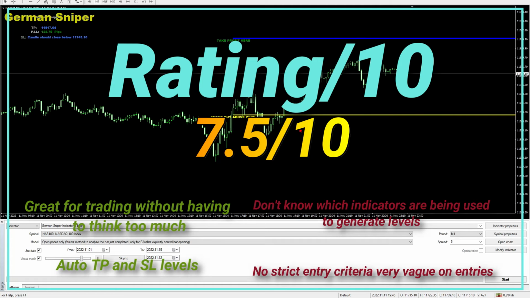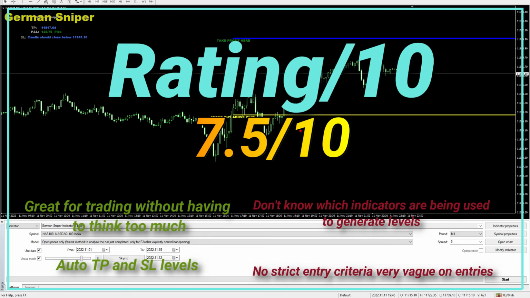But other than not being able to tell what indicators it's using to place its levels and not having a set entry criteria other than a bar closing above a line, the indicator itself does generate a profit most of the time. And when you do trade it at specific times and are very strict on when you are entering, you can make a decent profit with it. And that is why I'm going to be giving it a 7.5 out of 10.